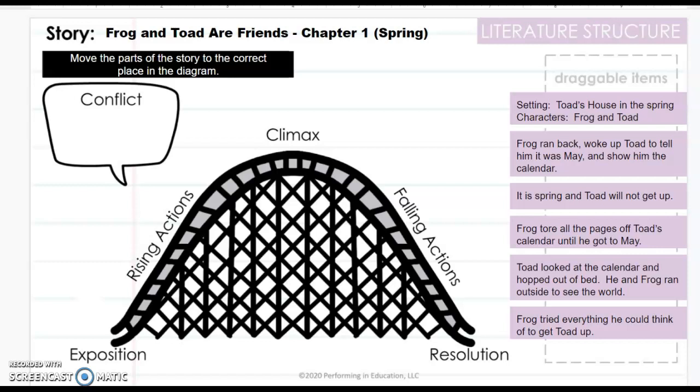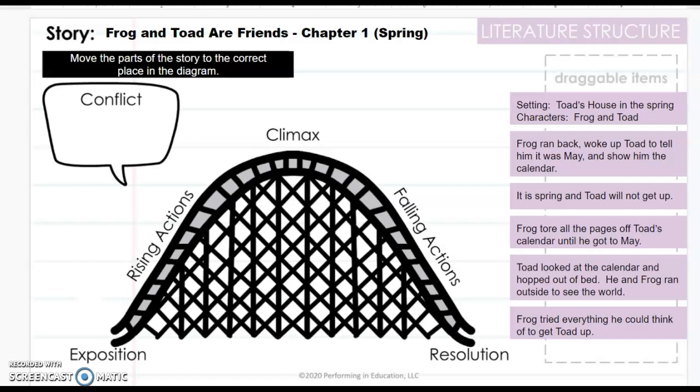"Well then," said Toad, "a little more sleep will not hurt me. Come back again and wake me up at about half past May. Good night, Frog." "But Toad," said Frog, "I will be lonely until then." Toad did not answer. He had fallen asleep.